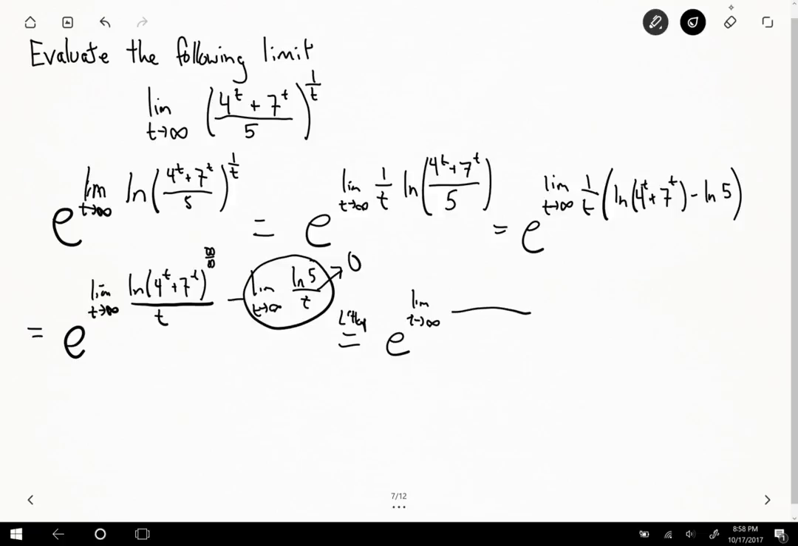The bottom part should be the easier of the two. So you have 1 down below. In the numerator, though, that might be a little bit of a tricky one. So we have 4 to the t plus 7 to the t. That's the derivative. Now we need to use our chain rule, sorry. And so this means we have 4 to the t natural log of 4 plus 7 to the t natural log of 7.